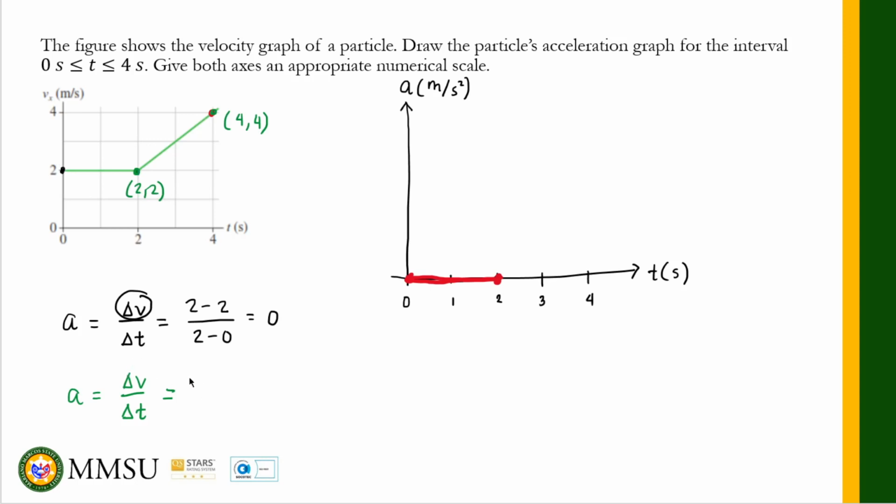Using this formula, the change in velocity is 4 minus 2, and the time is 4 there and 2 there, so that's another 4 minus 2. So we have 2 over 2, which is basically 1 meter per second square. Since this is a straight line, there is a uniform acceleration from 2 to 4, and that is 1. The acceleration is constant at 1. So that is now the graph of the acceleration versus time.